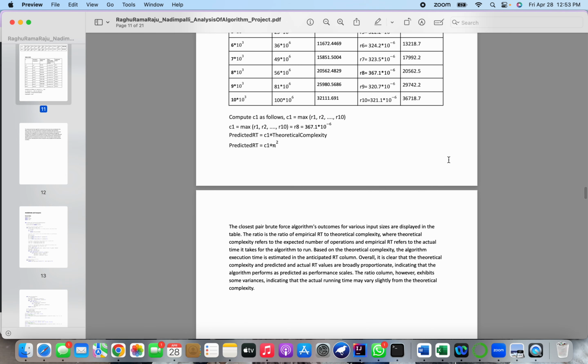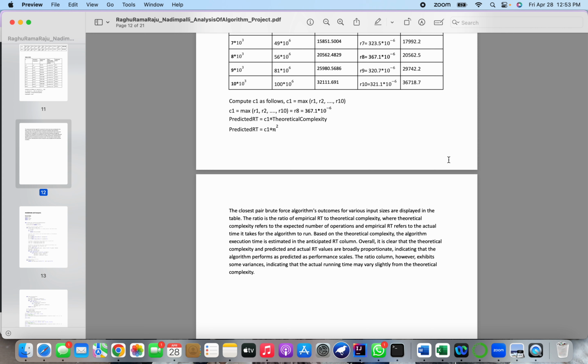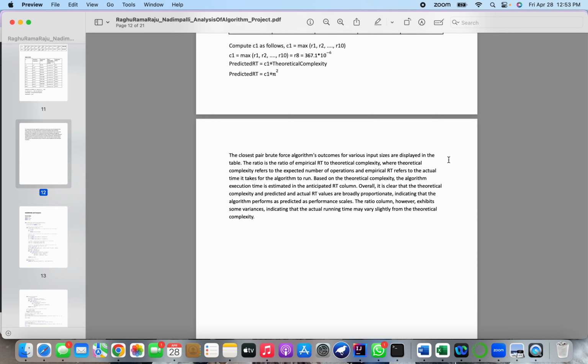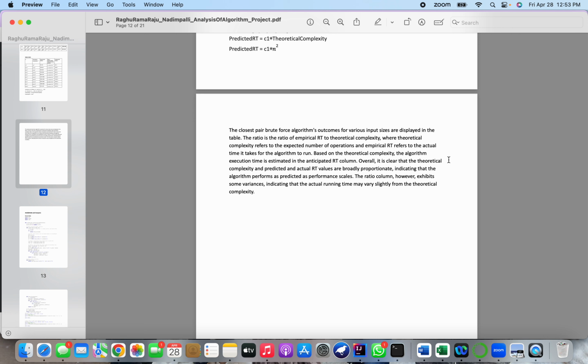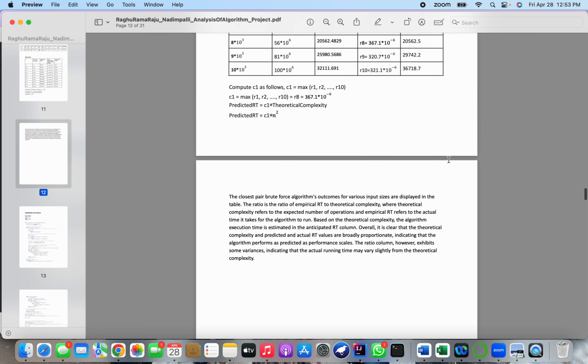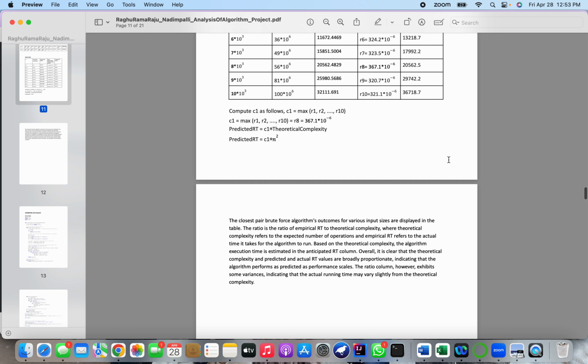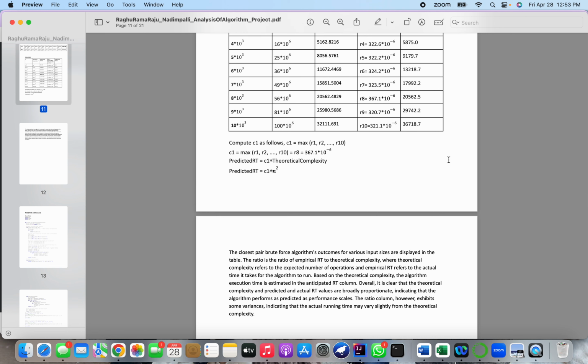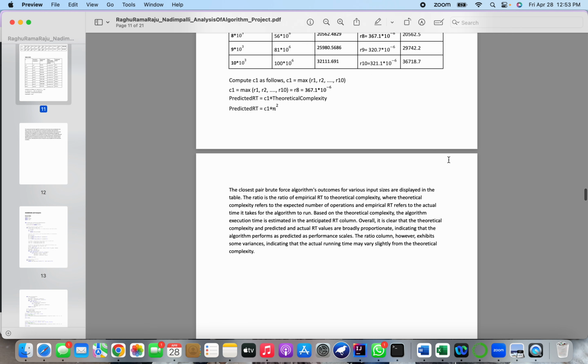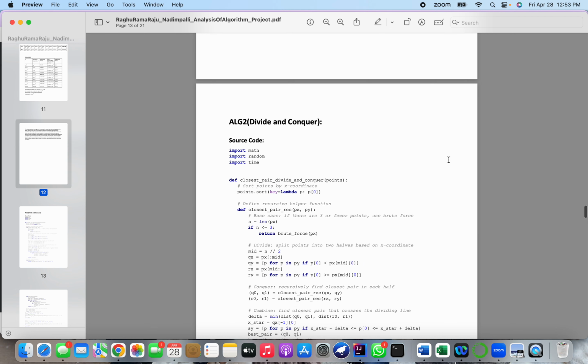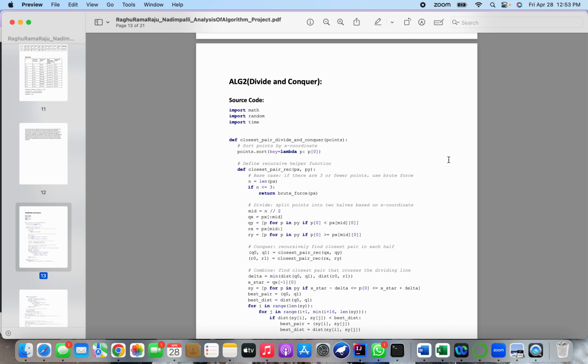So from this it is clear that the theoretical complexity and predicted and actual RT values are broadly proportionate, indicating that the algorithm performs as predicted as the input scales. The ratio column, however, exhibits some variances, indicating that the actual running time may vary slightly from the theoretical complexity. So that's how I've done it for the brute force.